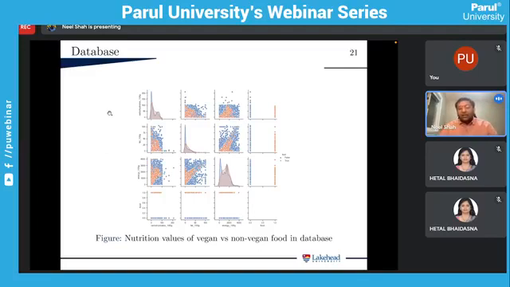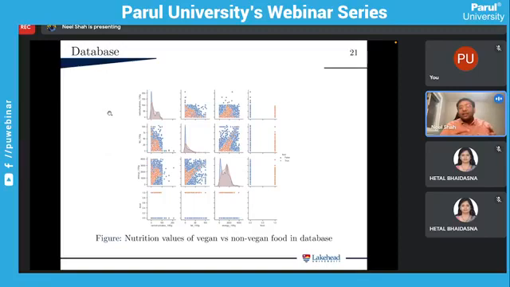If you see here, this is the statistical graph of the newly created data sets, like the vegan versus non-vegan food data set, right? How much energy it is, or calories, or carbohydrates, or food count it is, right? Now this is a very interesting thing.